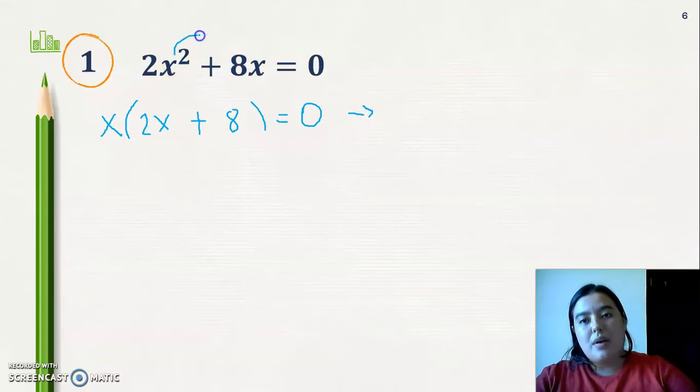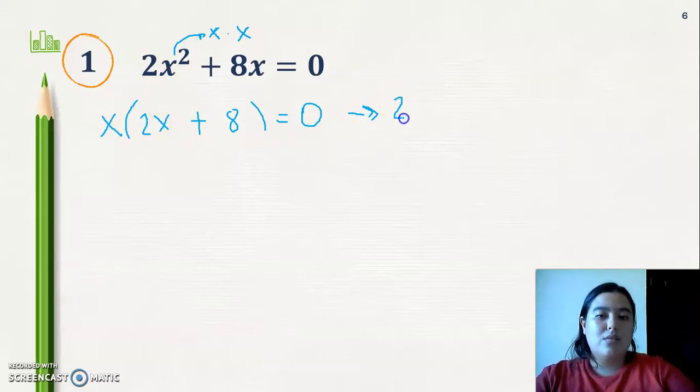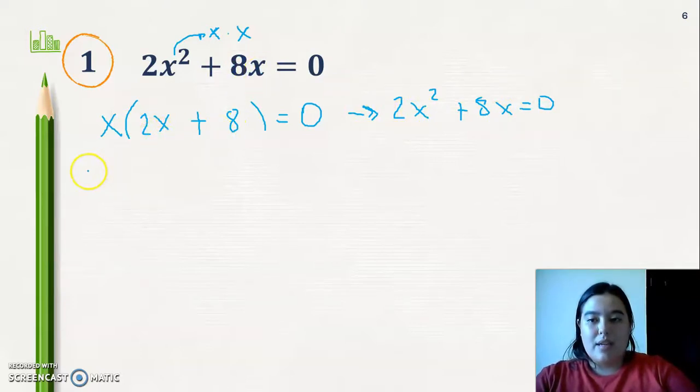So x to the second power is the same as x times x, okay? So that's why I use x here and x here. If you multiply, you will have 2 times 2x equals 2x to the second power, plus 8 times x equals 8x, equals 0. As you can see, it's the same equation here. So this is the factor, okay? So factors equals 2x plus 8 equals 0.